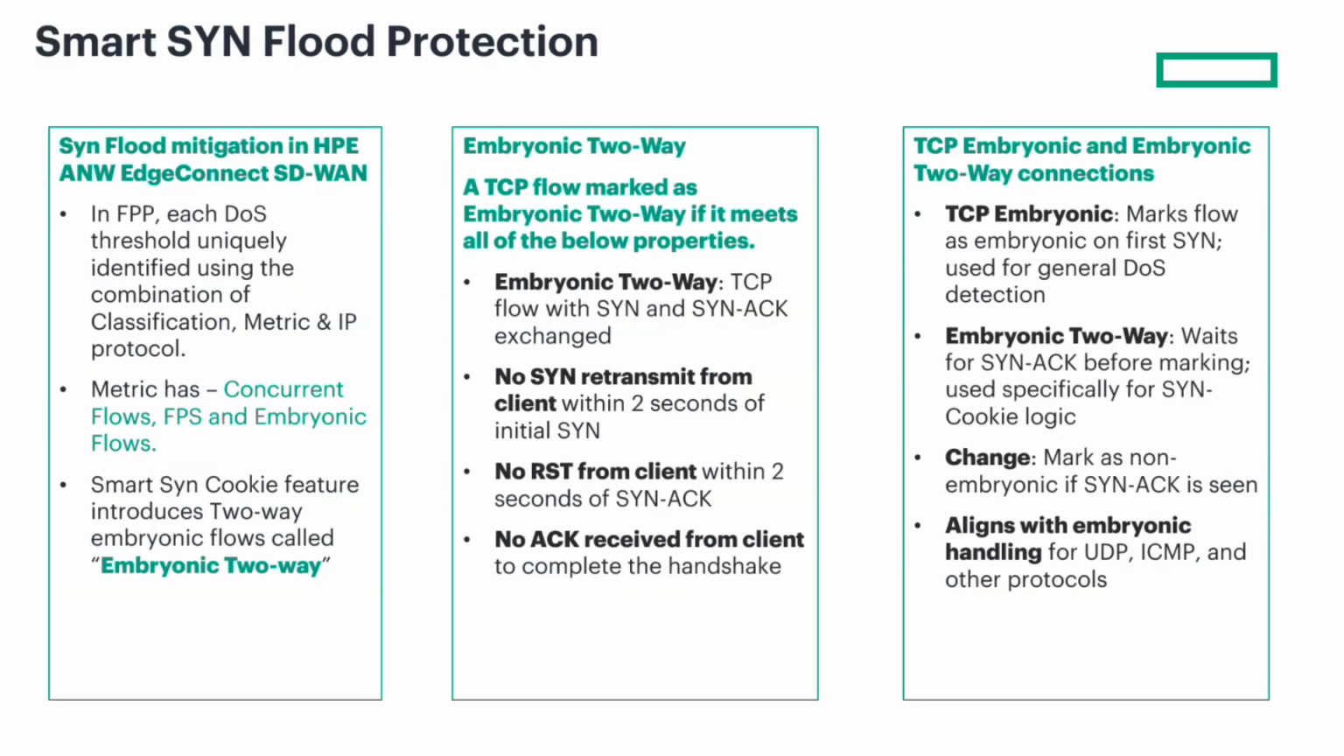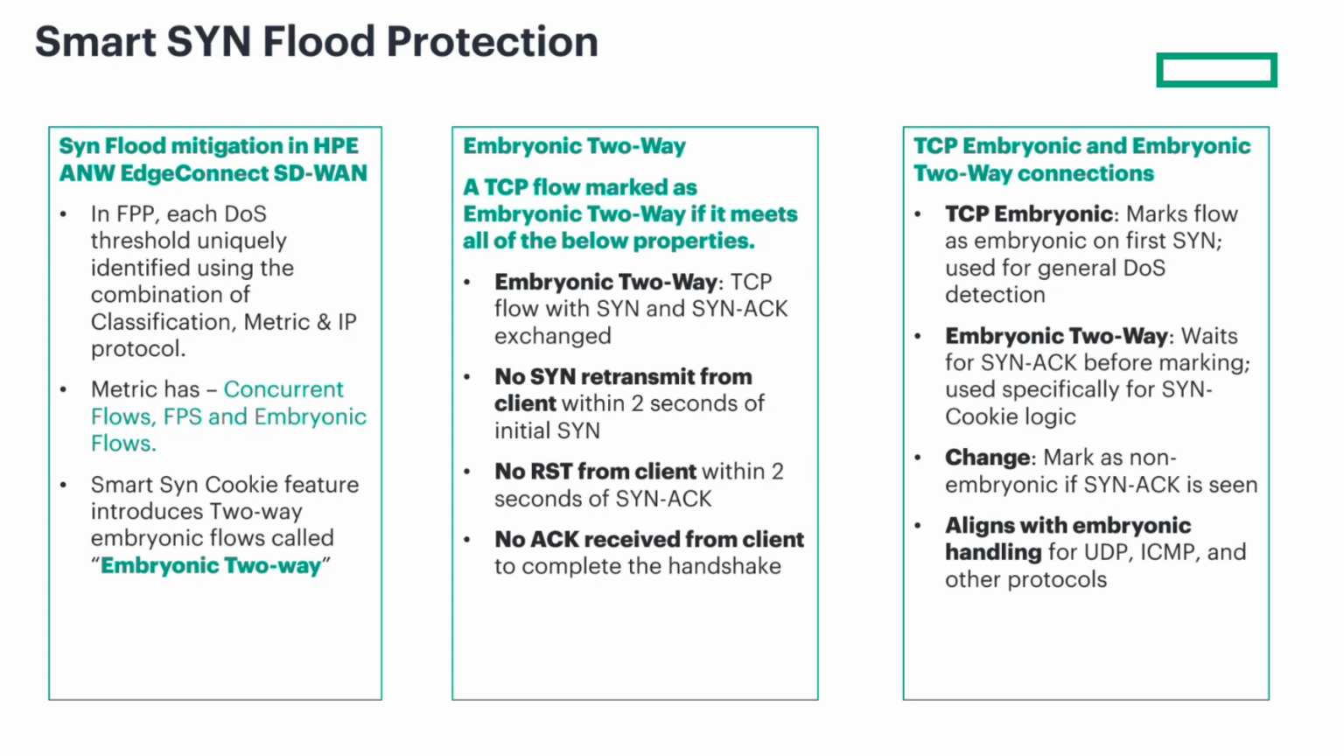On the firewall protection profile, we have the metric, we have the classification, and IP protocol. Your concurrent connection, FPS, embryonic, and now an embryonic two-way gets added to that. So those are our metrics. And then for the protocols, we distinguish IP, ICMP, and all protocols.